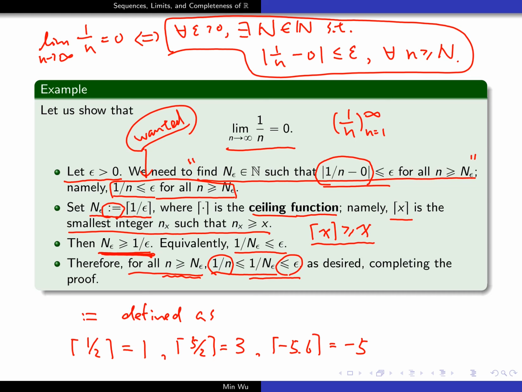So proof complete. The key idea is just simply take N epsilon equal to the ceiling function of 1 over epsilon. Then the following arguments will automatically follow.